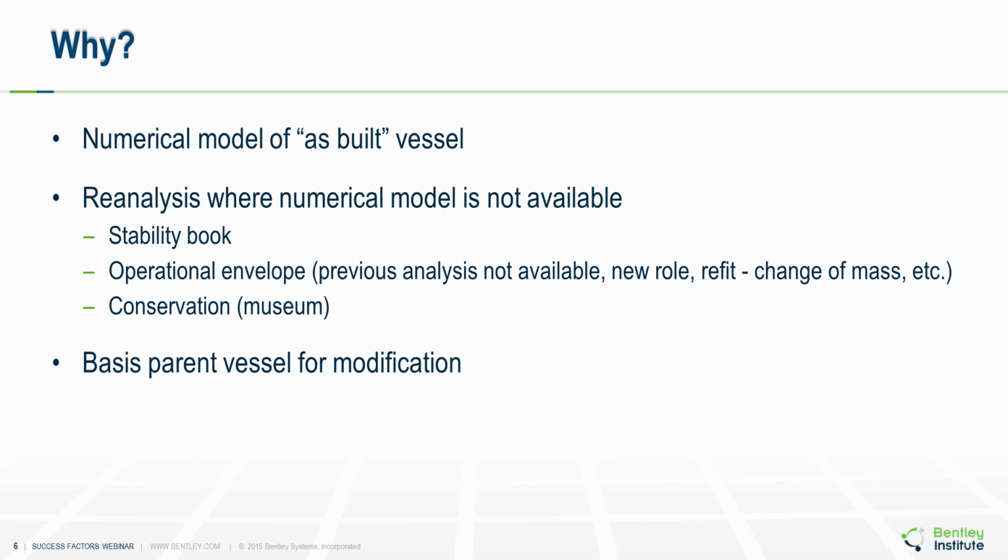There are many reasons why we might want to do this. These include generating a numerical model of the as-built vessel, creating a model for reanalysis of vessel performance if an existing model is not available. This is often required after a refit where there may have been a change of mass or change of centre of gravity, and a new stability book or reassessment of operational envelope is required. Conservation of vessels of historical interest in digital form, for example in a museum, or generating a basis hull form with the aim of future modification to improve the design.